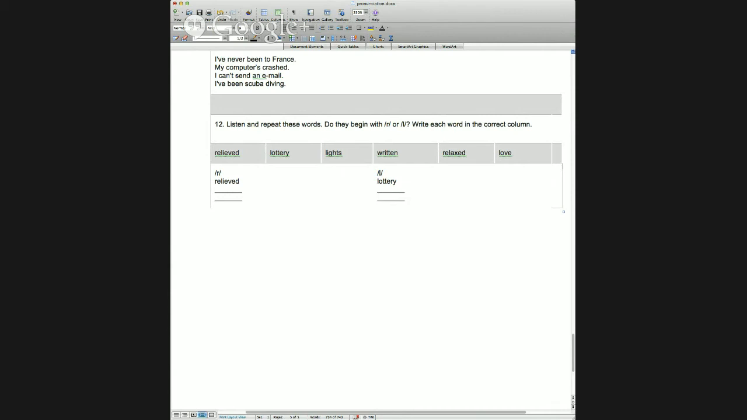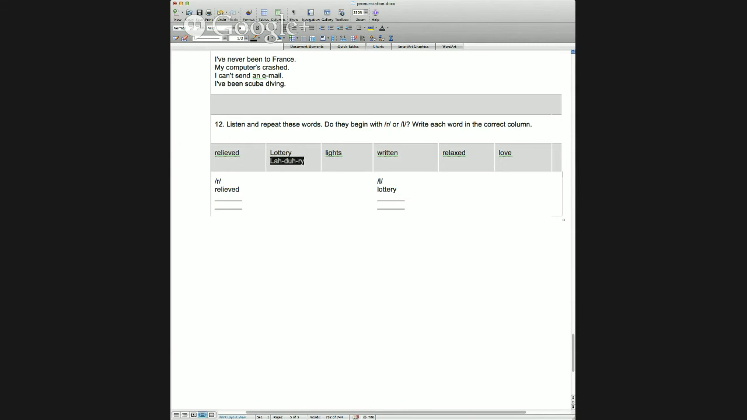And here, written. No. Okay. Here, lottery. How do we pronounce the TT? Like a D, like it's one T. D sound. Lottery. So it literally sounds like this. Lottery.